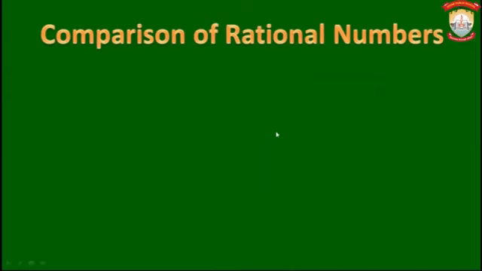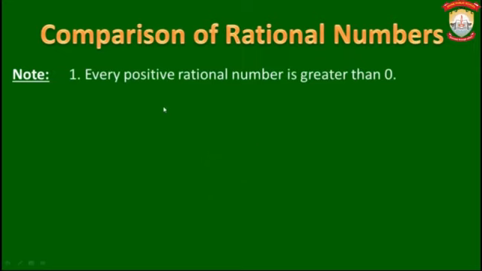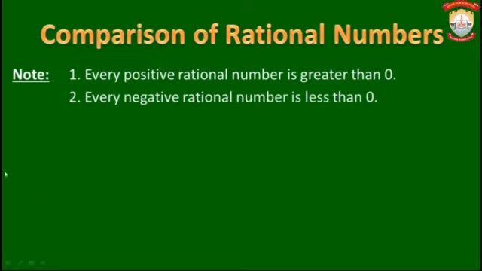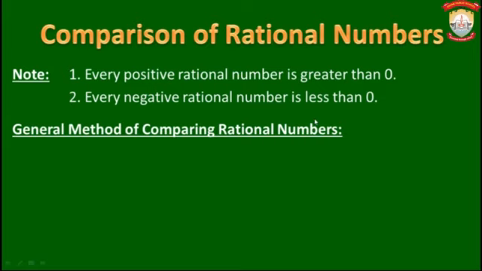Now we will talk about the comparison of rational numbers. In this topic, we will discuss the method for comparing two rational numbers, that is, which is greater or which is smaller. Before discussing the procedure, we will keep the following 2 points in our mind. First, every positive rational number is greater than 0. Second, every negative rational number is less than 0. General method for comparing rational numbers.